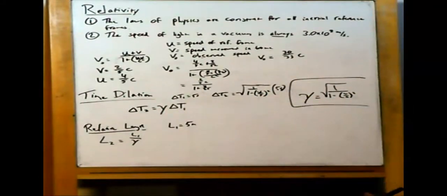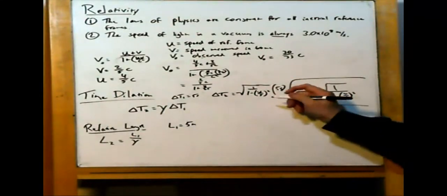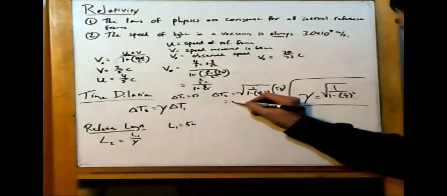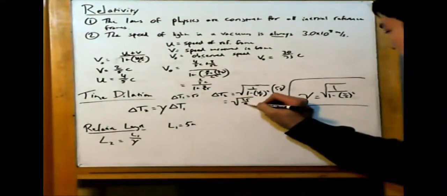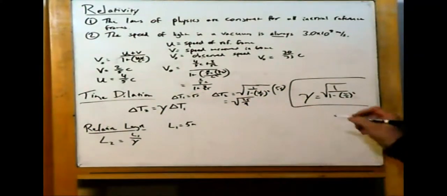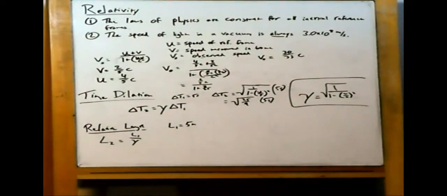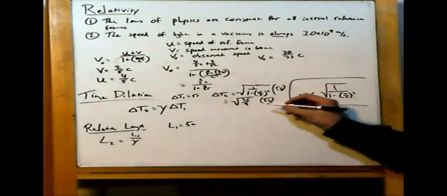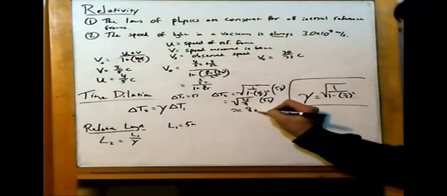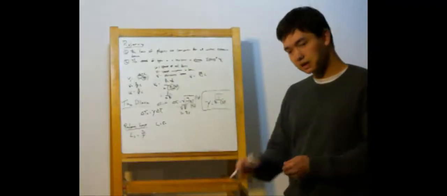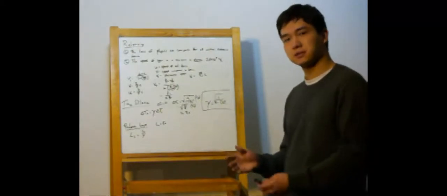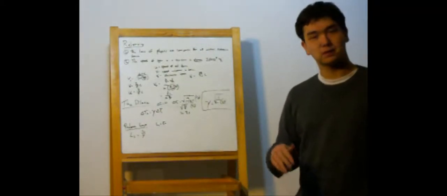4/5 squared is going to be 16 over 25. 1 minus 16 over 25 is going to be 9 over 25. And we're going to flip that over because it's 1 over that. You get the square root of 25 over 9. A lot of math in there, but punch into your calculator if you want to check. The square root of 25 over 9 is 5/3, and 5/3 times 5 seconds is about 8 seconds. We experience 5 seconds inside of our spaceship, but somebody outside is going to experience a whole 8 seconds go by.